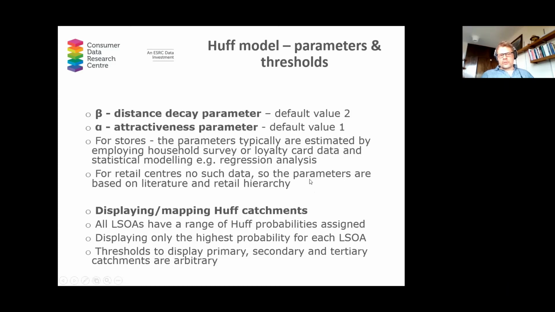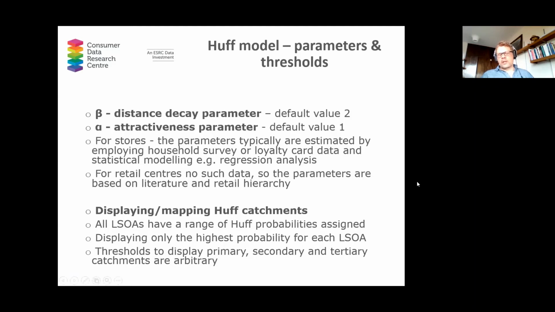Having 20 probabilities for each LSOA would be difficult to visualize in terms of the actual catchment. So what we do is only display the highest probability for each LSOA. We select the highest probability for each LSOA, and then we apply different thresholds, which are in a way arbitrary, but we want to display primary, secondary, and tertiary catchments.